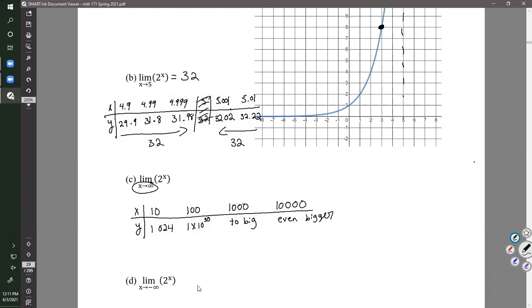So as I'm letting my x values approach infinity, my y values are getting bigger and bigger and bigger, so they are also approaching infinity. And so my limit as x approaches infinity of 2^x is infinity.